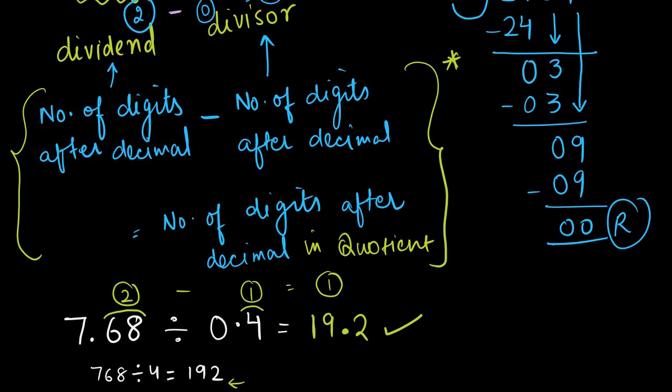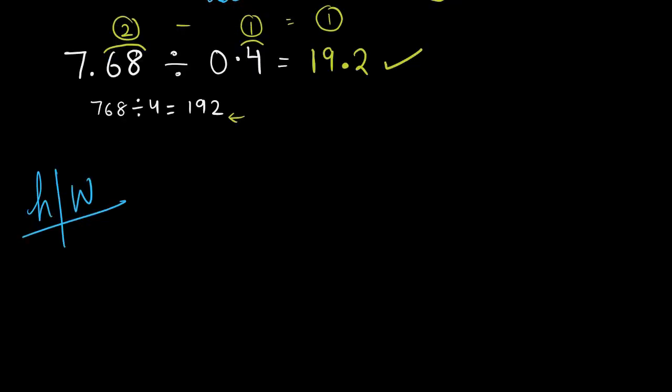Okay, so let's get to your homework question. If we are doing 32.19 divided by 0.3.